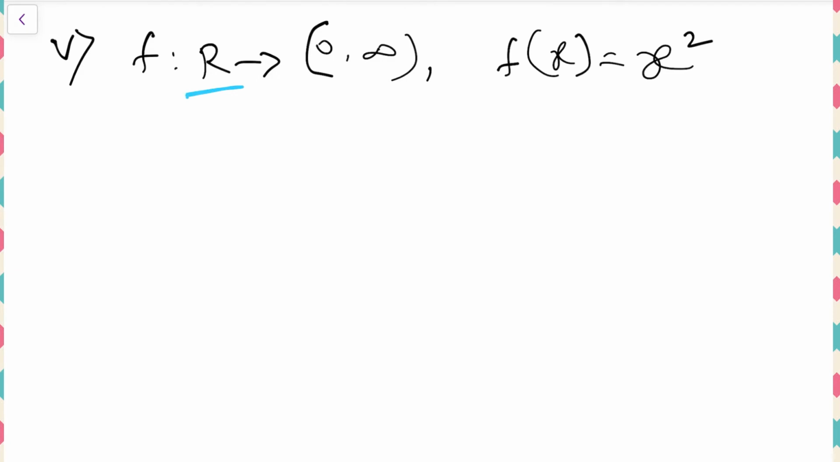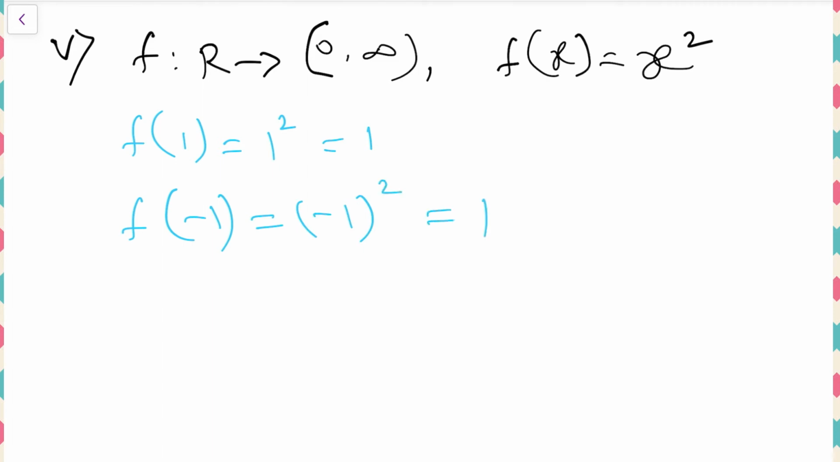Let us take some numbers now in the place of x. F of 1 is equal to 1 square, that is nothing but 1. F of minus 1 is equal to minus 1 square, which is nothing but plus 1. F of 1 is plus 1 only, f of minus 1 is also plus 1 only. For the two elements, that is 1 and minus 1, we have the same image, plus 1. So this is not one-one.